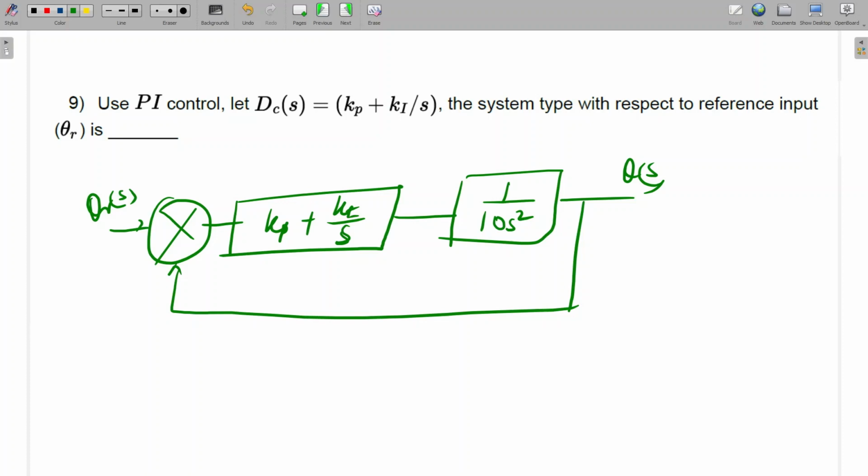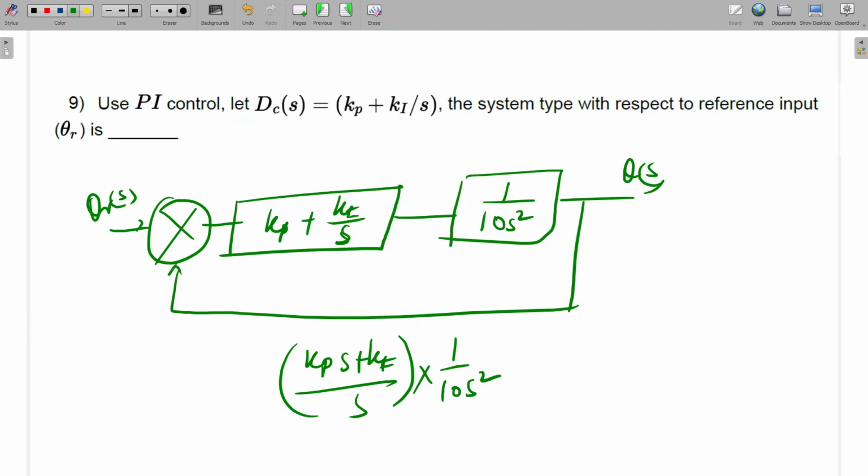How can we calculate the type? We have to take the closed loop and equate it to unity feedback, sir. Correct. We can take the closed loop system, but here also we can do Kp plus Ki by S into 1 by 10 S square. That will be unity equivalent only, right? Yes, sir. If any transfer function is given, we will first convert it into the unity equivalent and then find the type.